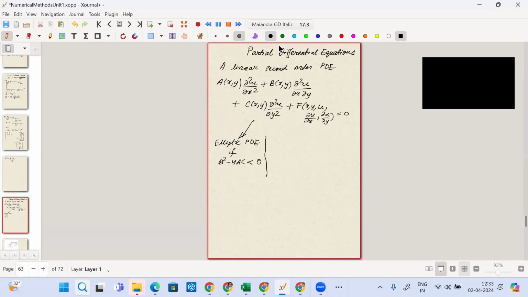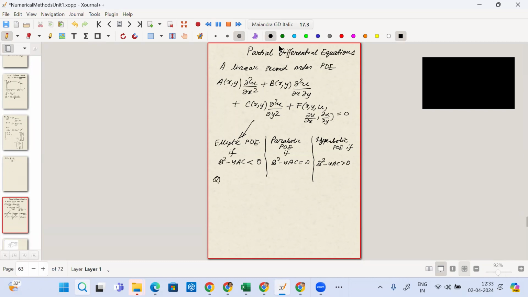Parabolic PDE, B square minus 4AC is equal to 0. And it is a hyperbolic PDE, now only one other case is there, B square minus 4AC is greater than 0. Okay. So this is just the classification of PDE.